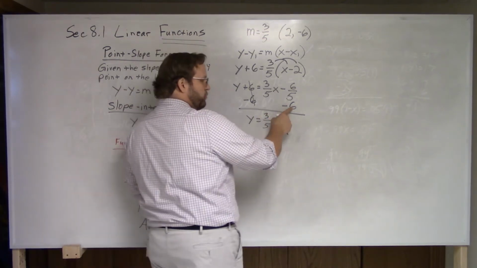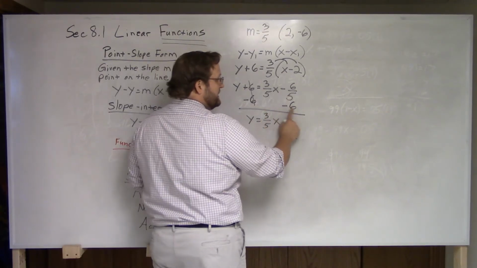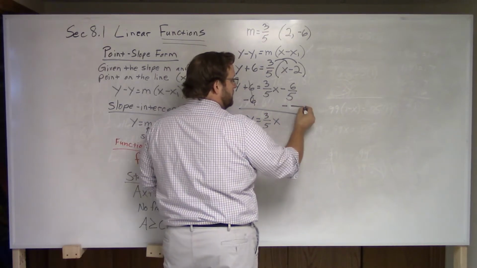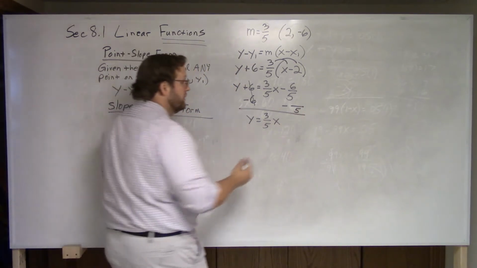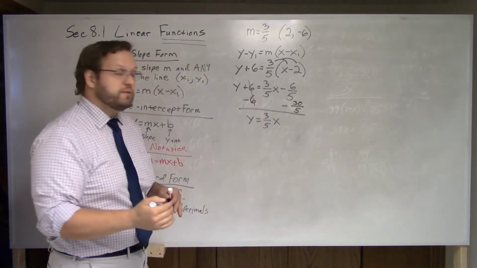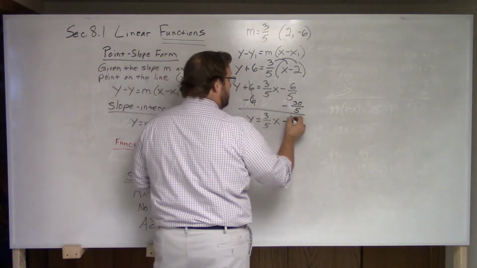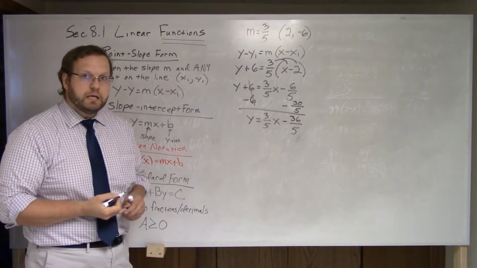Now here, remember, a 6, I want to write it in terms of fifths. So this 6, I want a 5 denominator, and what's 6 times 5? 30. So I have -6/5 minus 30/5 is -36/5.